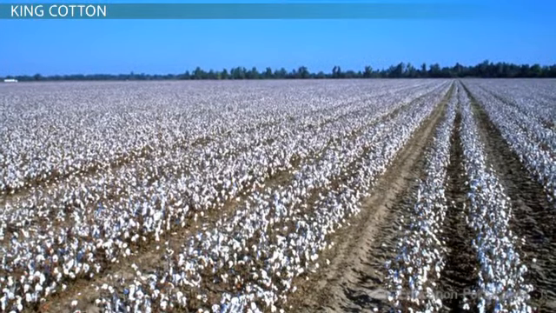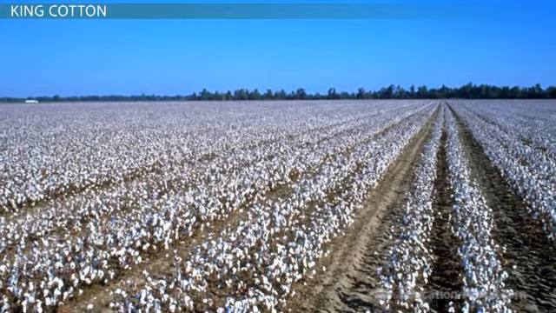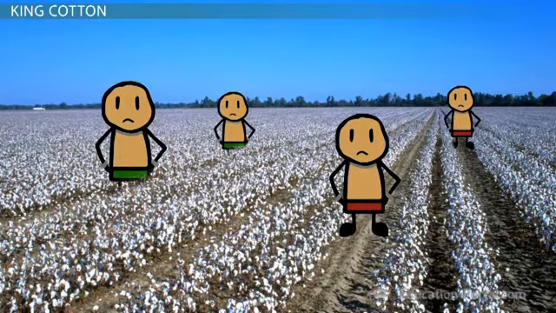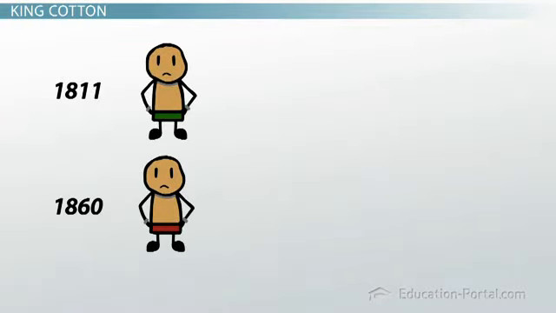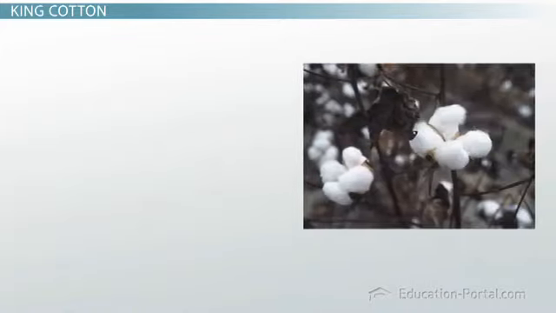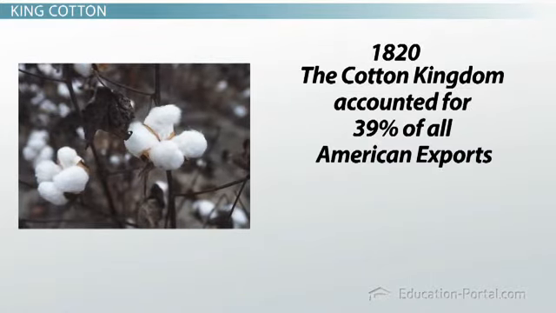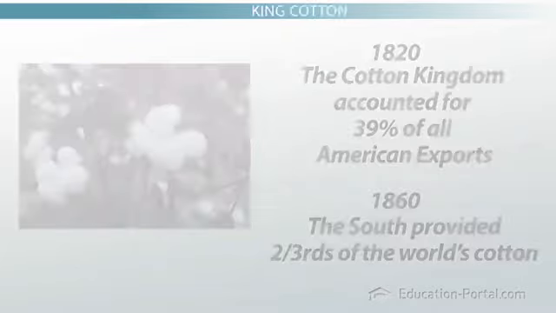Cotton was already in high demand in England's textile mills, and American farmers were all too happy to meet the need. Land was abundant and cheap, and the demand for slaves to work in the fields skyrocketed. Even with the 1808 law outlawing the importation of new slaves into America, by the time Lincoln was inaugurated, there were 4 times more slaves than in Jefferson's day. Cotton fields stretched across the Old Southwest from Georgia to Texas, and by 1820, the Cotton Kingdom accounted for 39% of all American exports. By 1860, the South provided 2/3 of the world's cotton.